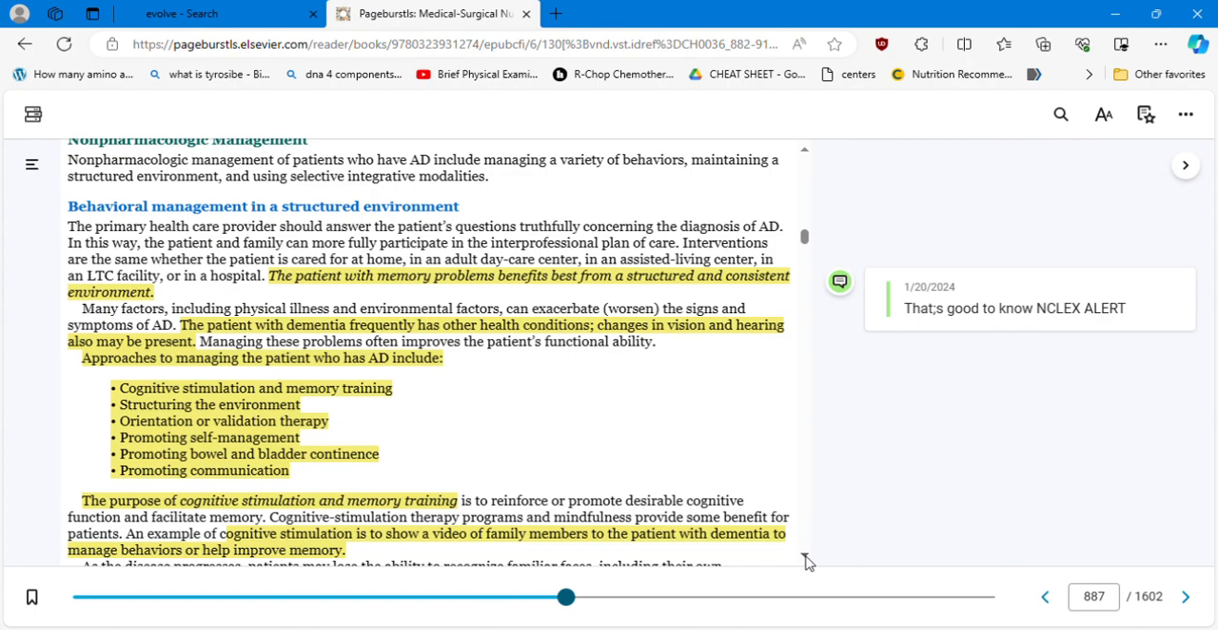Approaches to managing the patient who has AD include cognitive stimulation and memory training, structuring the environment, orientation or validation therapy, promoting self-management, promoting bowel and bladder continence, and promoting communication.